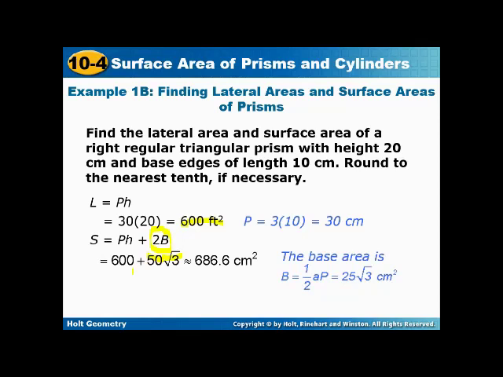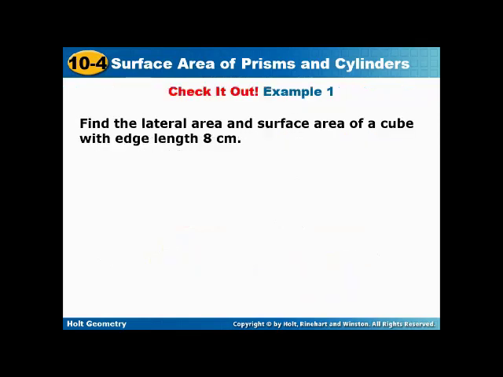The base, again, is an equilateral triangle. It is a special triangle. We can find the area of it again by drawing the height and applying the special right triangle 30, 60, 90. The base area is equal to half a p, which is 25 radical 3, equal now to this one.